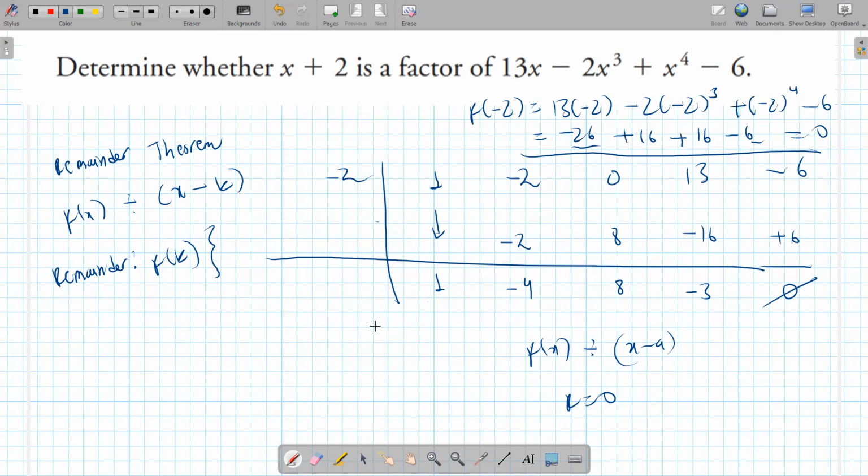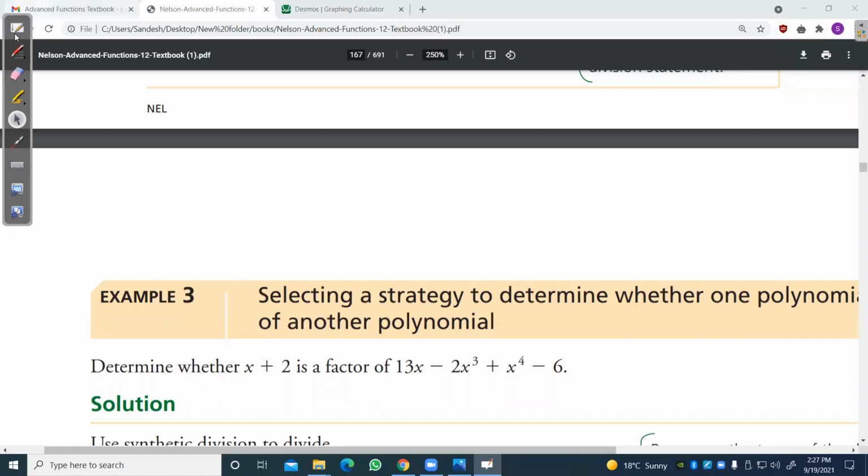You don't even have to do long division. Okay. Factor theorem, remainder theorem. And once you find the remainder 0, that means it's a factor. And then you can play around with that. That's actually how you'd factor this.